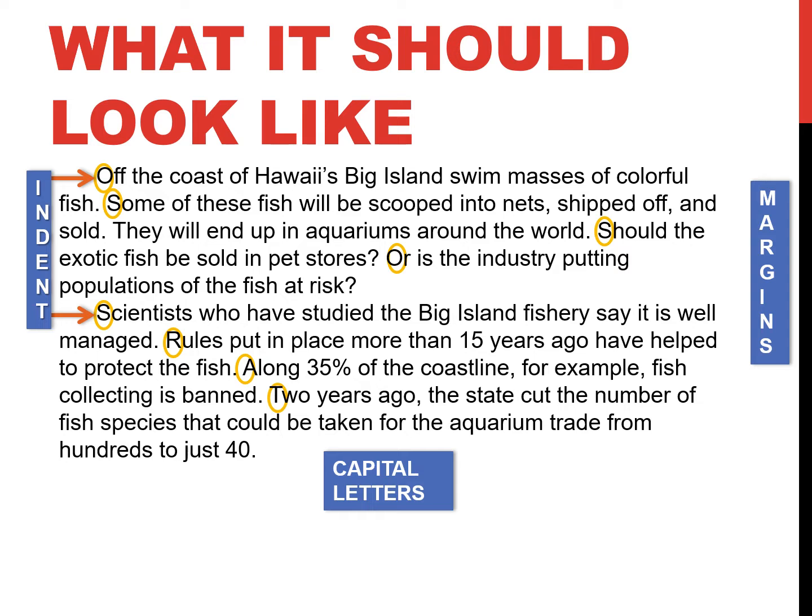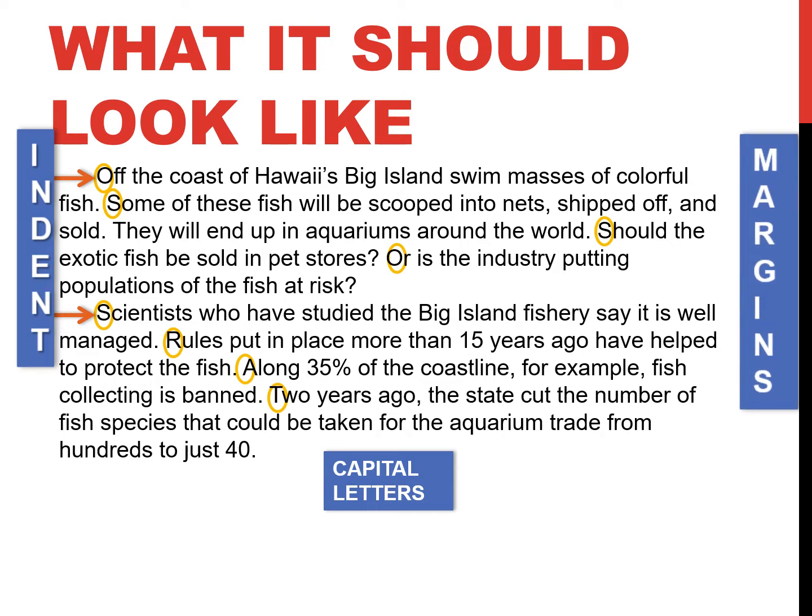At the beginning of each paragraph, you should indent. Now, an indent is usually the tab key on your computer or about 5 spaces. So the first sentence of each paragraph should be indented. This lets the reader know that you have gone from one idea to the next idea.